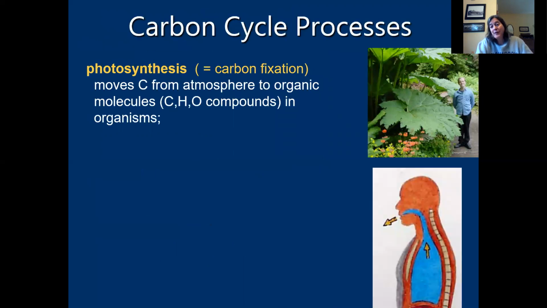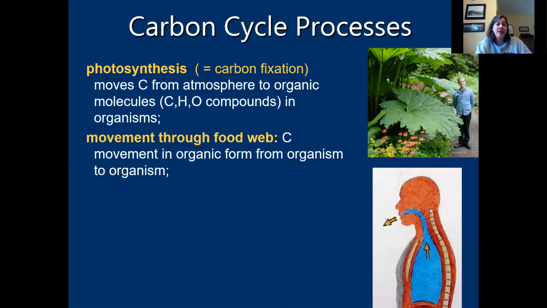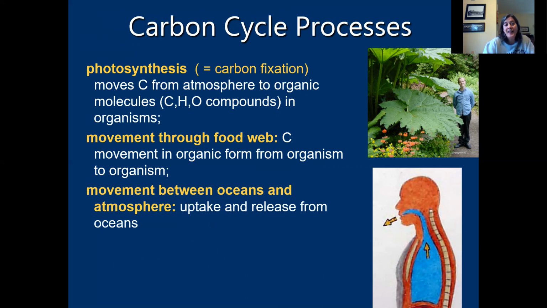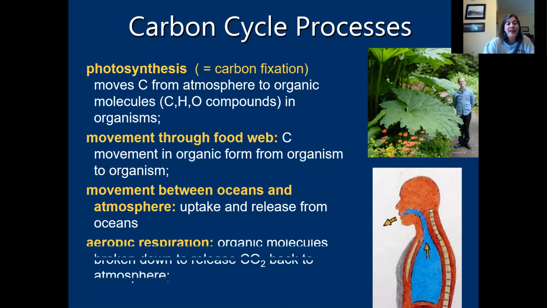So what are the processes? There's photosynthesis, and we've already talked about that one. That's also known as carbon fixation. And anytime you see the word fixation, it means you're changing that nutrient into a form that plants can use. Movement through the food web, movement between oceans and the atmosphere, and aerobic respiration. So I think carbon is the most complicated cycle because there's a lot of different moving pieces to it. What makes it a bit easier is that you've probably been studying parts of the carbon cycle for a lot of your years through school.